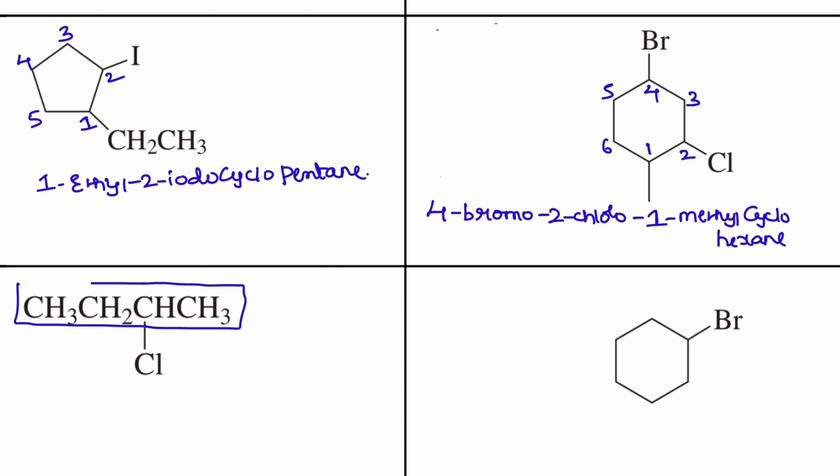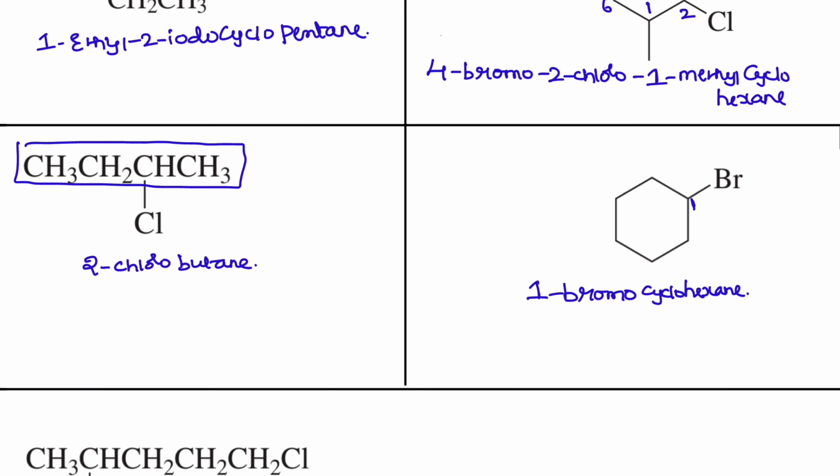This is the longest chain. Numbering should be from right side. So this will be 2-chlorobutane. And this is the first carbon, 1-bromo, cyclohexane. Don't forget it is a cyclic compound.